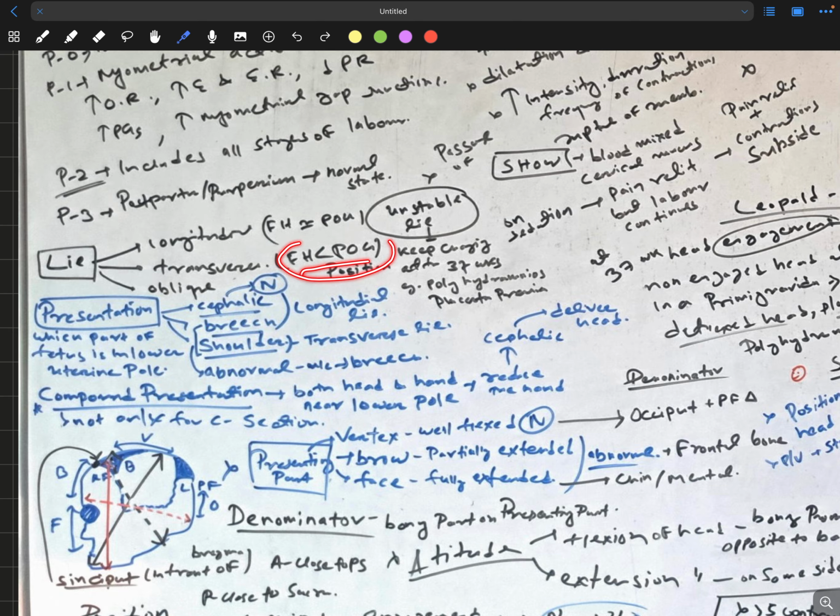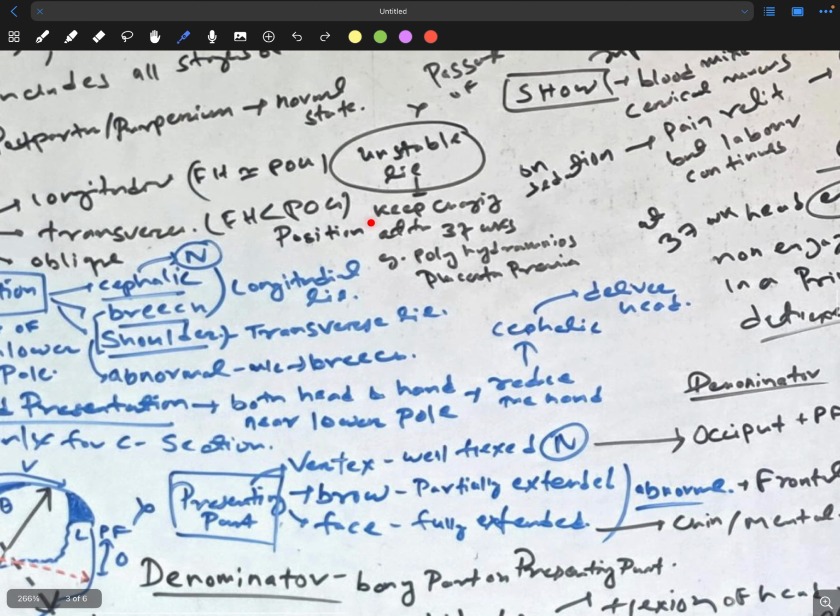So fundal height is obviously less than the period of gestation, and in oblique lie it also varies. It is not equal to the period of gestation, it varies. And so what is unstable lie? This is the important thing. What is unstable lie? When the baby keeps changing his position after 37 weeks of gestation, that is called unstable lie.